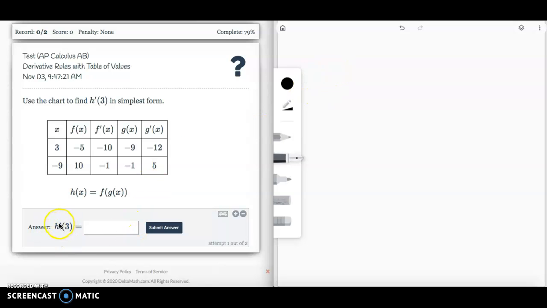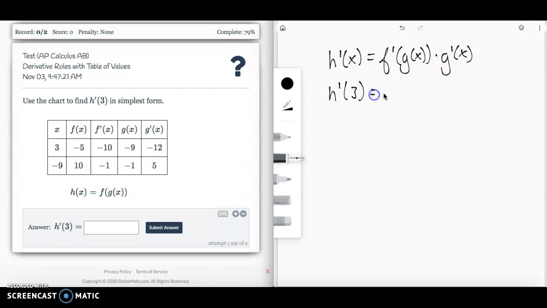So first of all, if I'm going to find h prime of 3, I need to find h prime of x first. So h prime of x would be derivative of the outside, keep my inside the same, times the derivative of the inside, right? That's our chain rule itself. So then when I find h prime of 3, I'm finding f prime of g of 3 times g prime of 3.